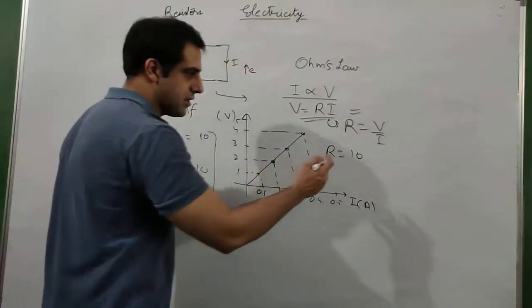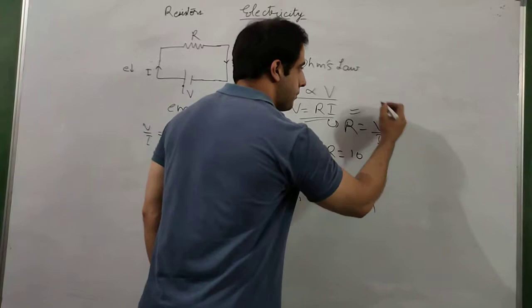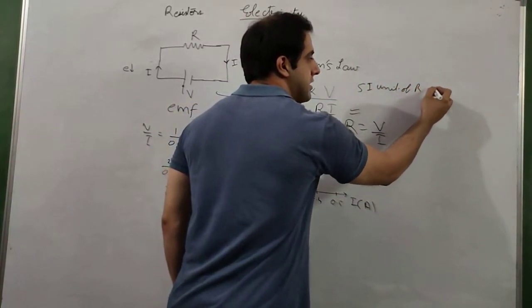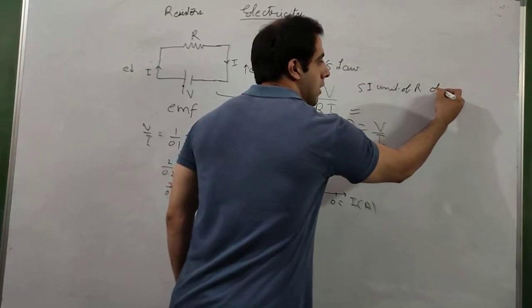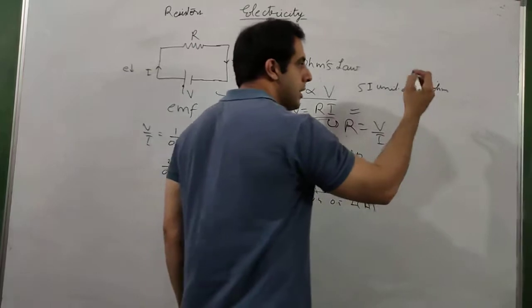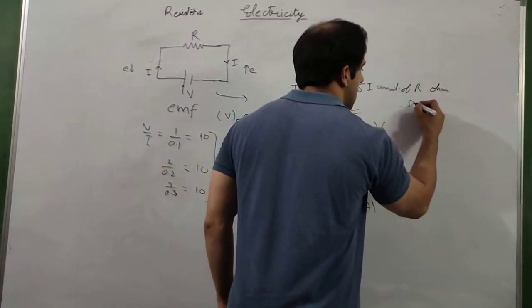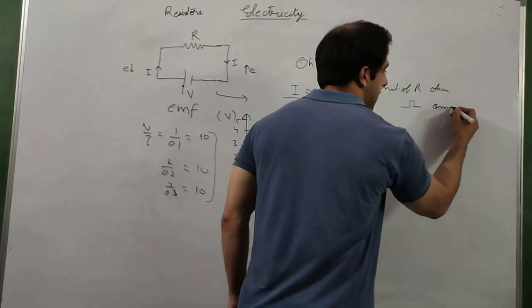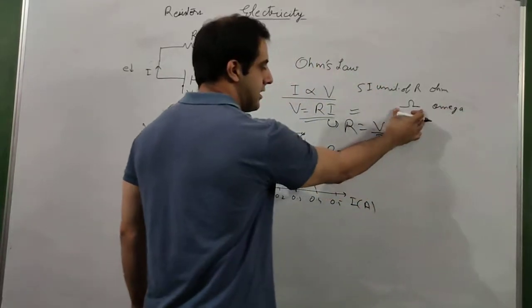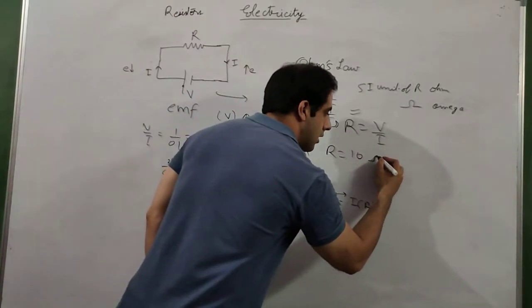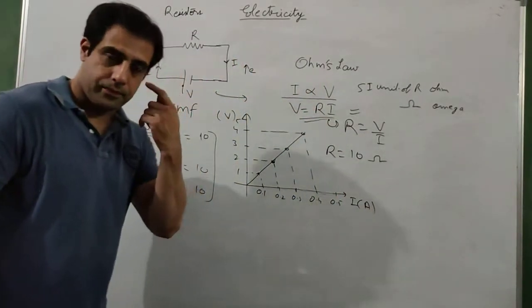Now the unit of resistance, we have to put the unit also. The SI unit of resistance is ohm, named after the scientist, and the symbol that we use is this. It is a Greek letter, called omega. So it is like this. From here we got that resistance is equal to 10 ohms.